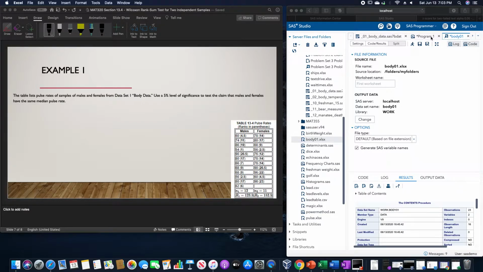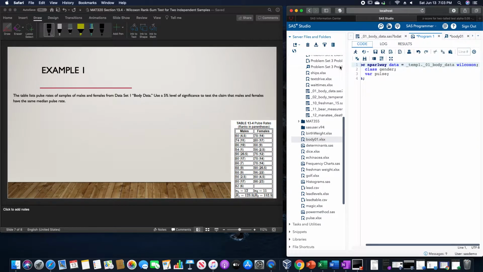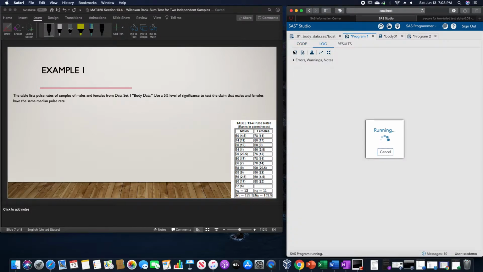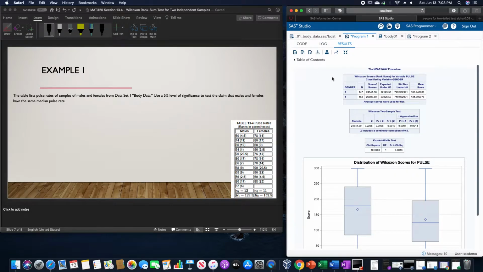But I would put that into SAS in here, and the program we're going to use for it is, let me make this a bit bigger, okay, proc npar1way data equals _temp1 period __01_body_data Wilcoxon, since we're doing the Wilcoxon test. Class is gender, and then var is the pulse. And then we would run this. Doing so gives us this particular information here to the right. So first things first, we have two independent samples.